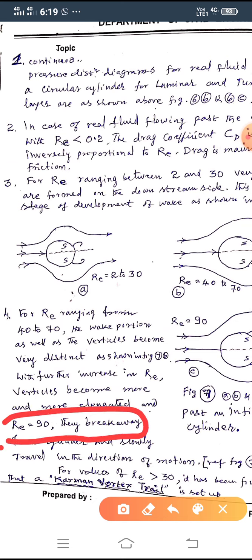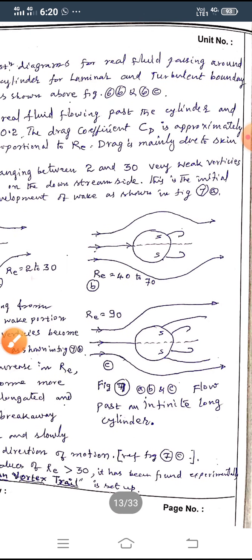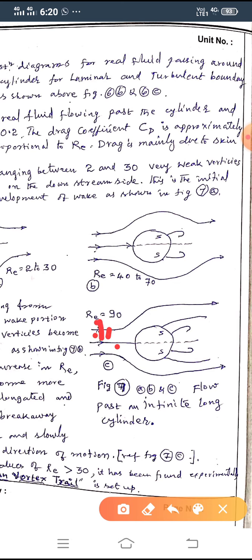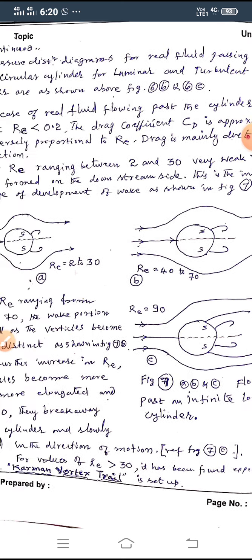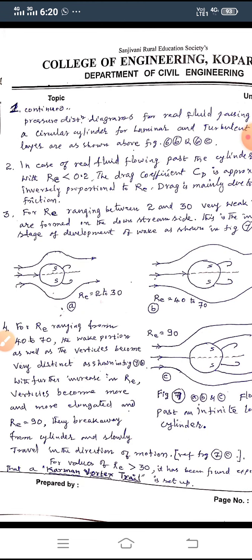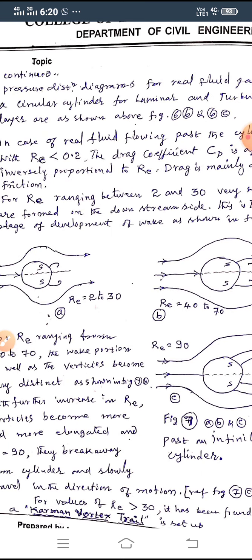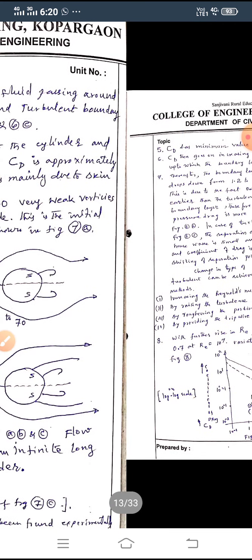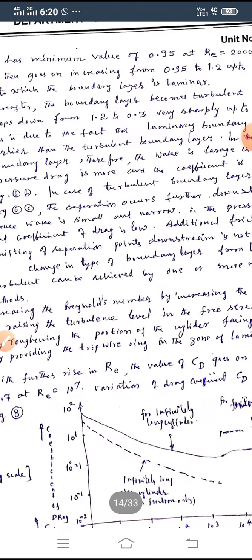When the value of Re reaches 90, they break away from the cylinder and they move forward exactly parallel to the flow of fluid. These two are parallel lines, so they move parallelly. Mr. Karman has experimentally found out that when Re is greater than 30, it has been observed that a Karman vortex trail is set up. That we will see a little bit later.